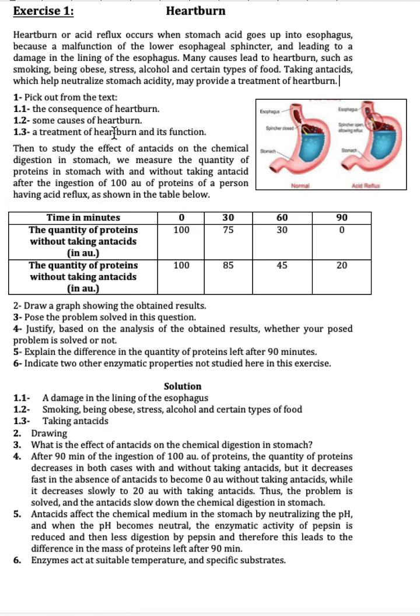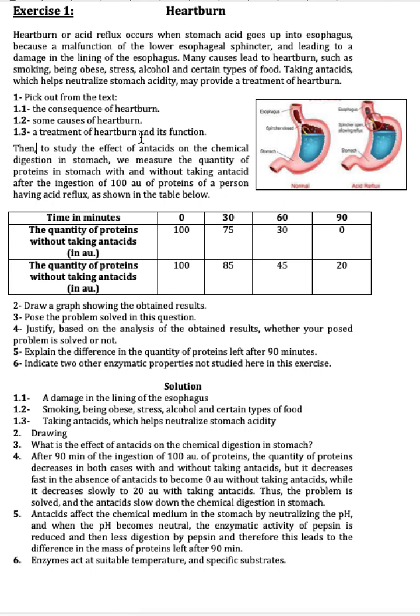A treatment of heartburn and its function. A treatment is taking antacid, and its function is that it helps neutralize stomach acidity. Okay, let's continue.